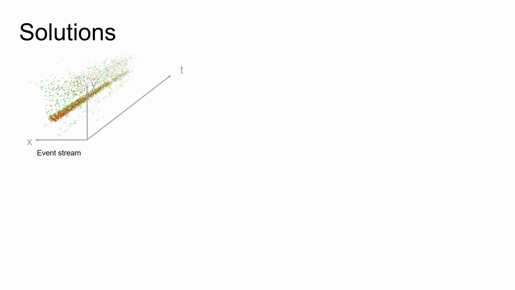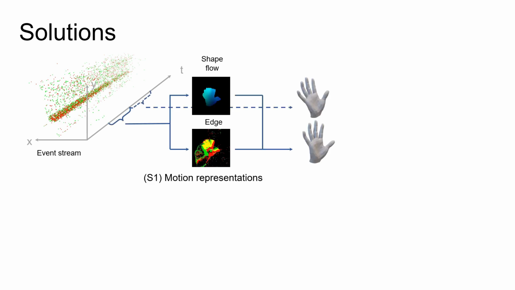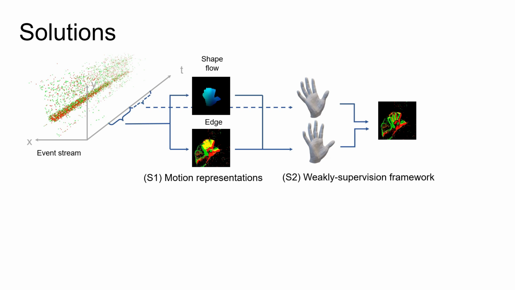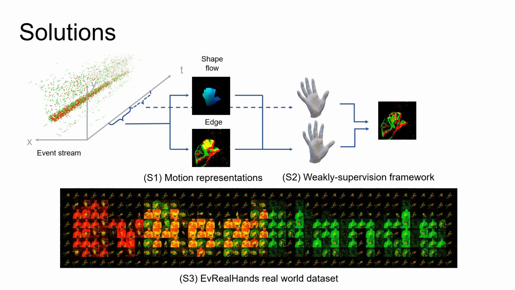To address the above challenges, first, we design specific hand flow representations to alleviate the motion ambiguity issue. Second, we apply contrast maximization and edge constraints in a weakly supervised framework to tackle the sparse annotation issue. Finally, to address the domain gap issue, we construct EvRealHands, the first large-scale real event-based hand pose dataset under various challenging scenarios. In this chapter, we introduce our method, EvHandPose.